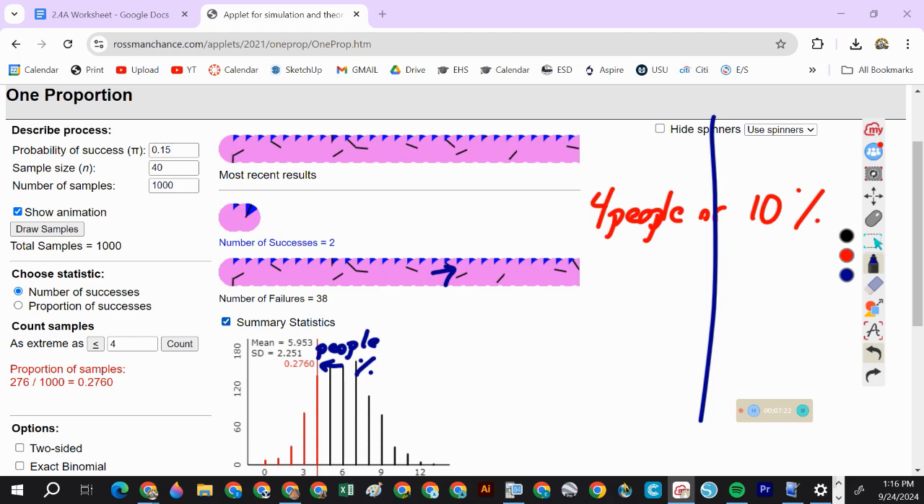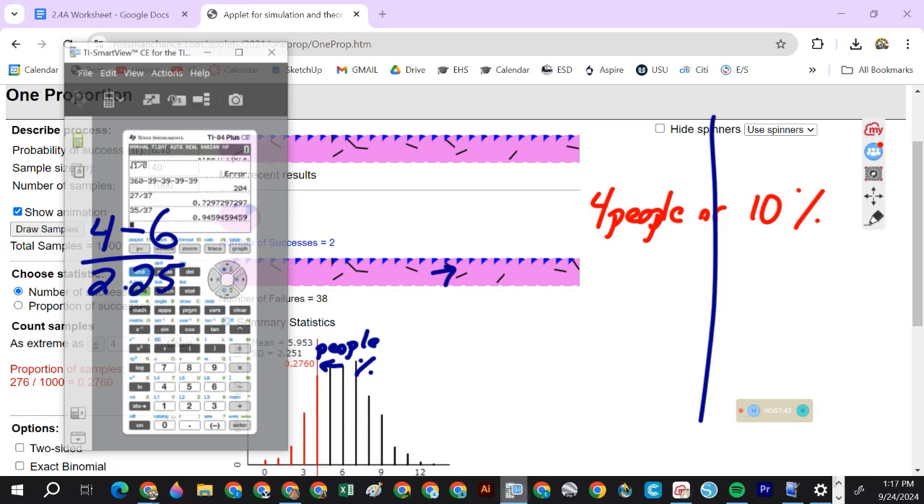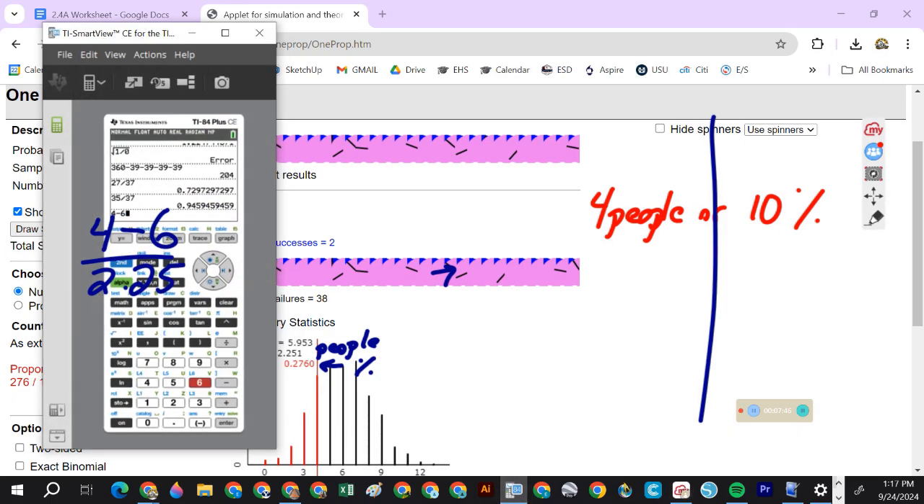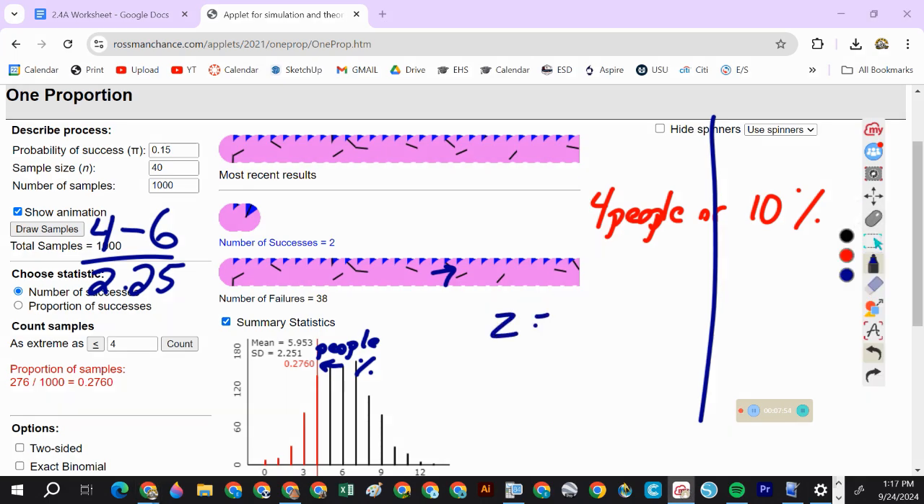Okay? So if I want my test statistic, I'm going to do 4 minus, how many people did we think were going to like me? 15% of 40, which is 6. So let's calculate that. 4 minus 6 divided by 2.25. And I get a z-score of negative 0.88.